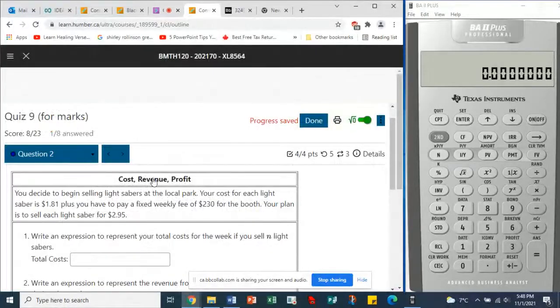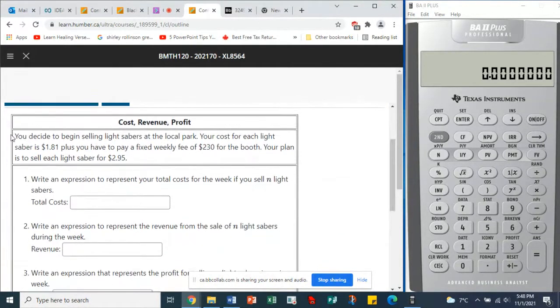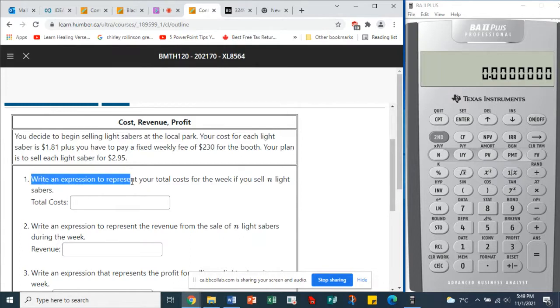Okay, quiz 9, question 2. All right, you decide to begin selling lightsabers at a local park. Your cost for each lightsaber is $1.81, plus you have to pay a fixed weekly fee of $230 for the booth. Your plan is to sell each lightsaber for $2.95. Okay, write an expression to represent your total cost for the week if you sell N lightsabers.